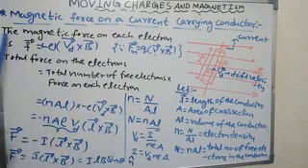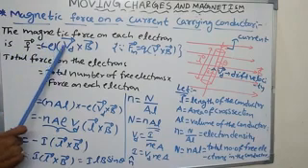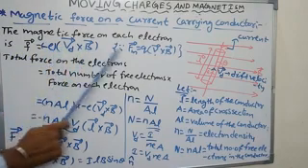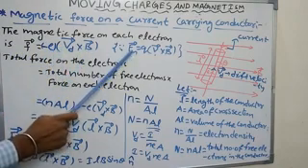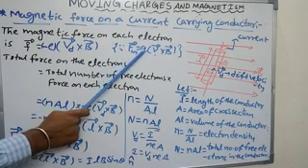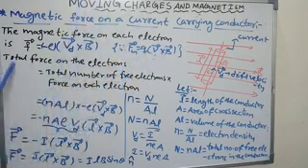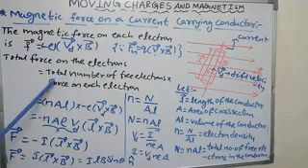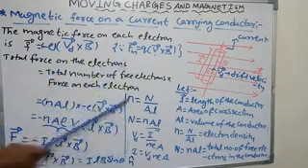First we calculate the magnetic force on each electron. F bar is equal to minus e into VD bar cross B bar. How is this written? We know the formula: force experienced by a charged particle in a uniform magnetic field, Fm bar is equal to Q into V bar cross B bar. The total force on the electrons is the total number of free electrons into the force on each electron.